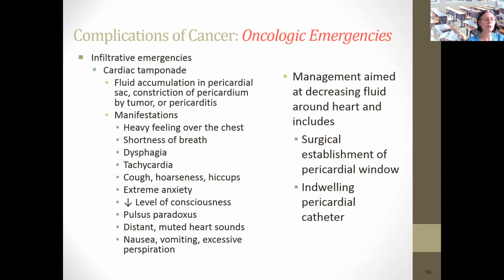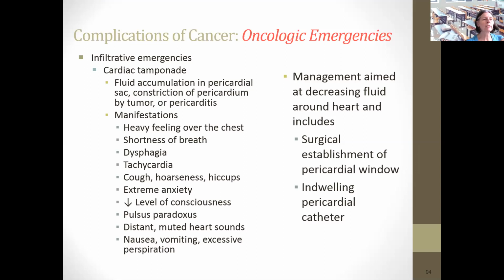Okay, other oncologic emergencies, infiltrative emergencies. This is from the tumor infiltrating other tissues. Around the heart is something called the pericardial sac. It's a loose connective tissue sac that surrounds the cardiac muscle itself. It's the outer lining of the heart. The heart has endocardium, myocardium, and pericardium. It's just a loose-fitting fibrous sac.